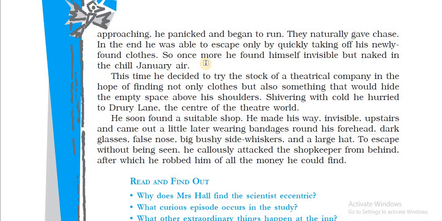That means the assistants were chasing him and not stopping. So Griffin had to remove his clothes in order to become invisible, so that the assistants could not find him. He removed his clothes and became invisible in the chill January air. In the cold temperature, he had to be naked.